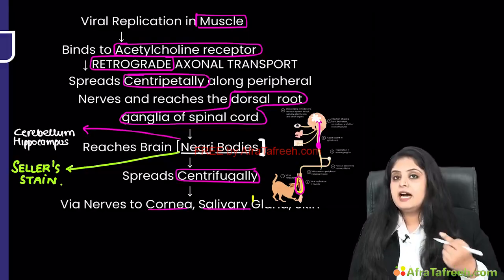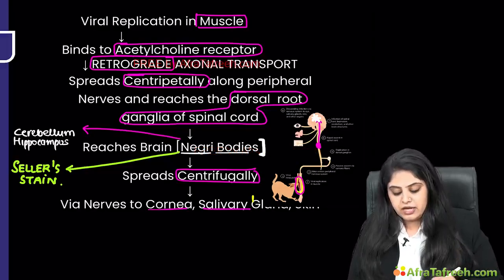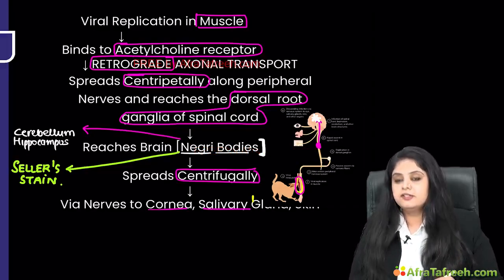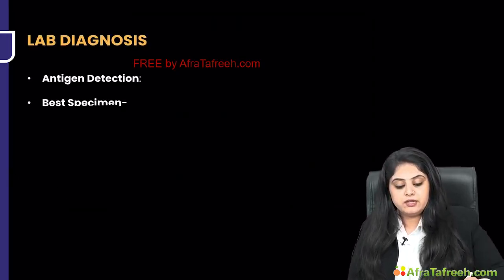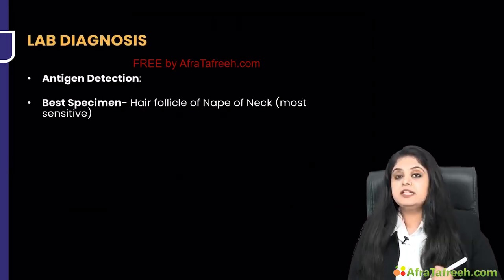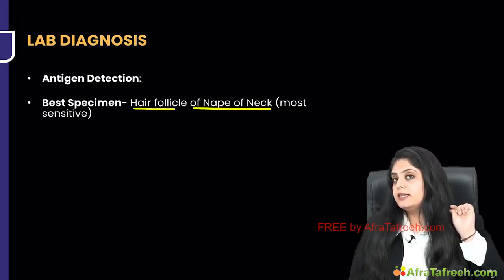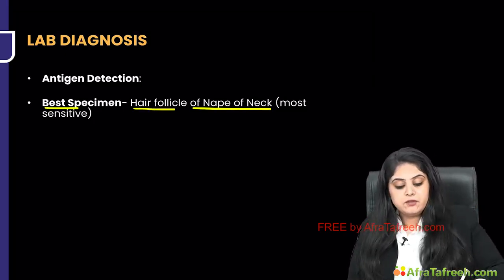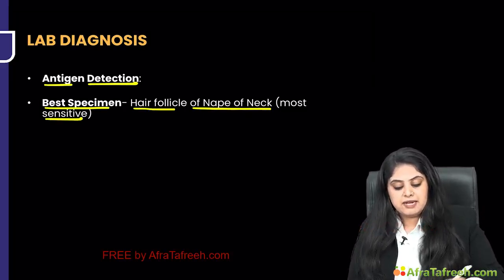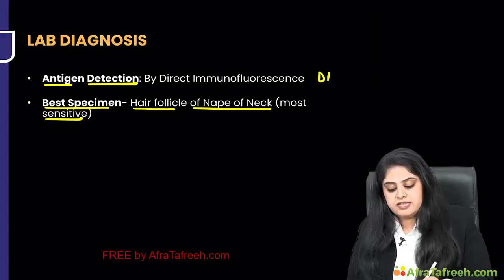That is why after a while, if I ask you how do you want to do the diagnosis, you will say that for doing the diagnosis, the best specimen that we can take is the hair follicle at the nape of the neck. At the nape of the neck, the hair follicle is the best specimen. And how do you do antigen detection? By direct immunofluorescence, DIF.